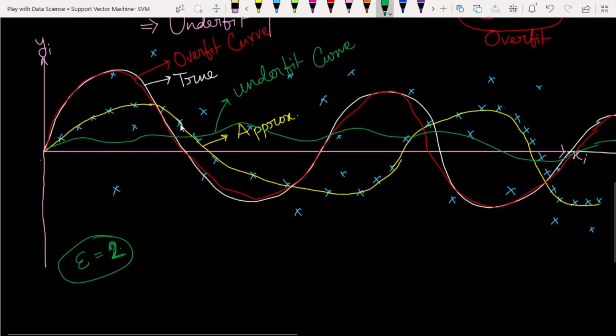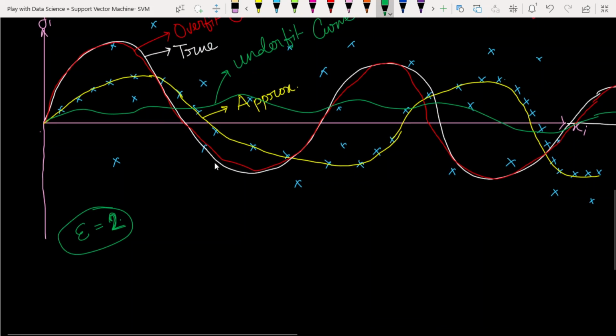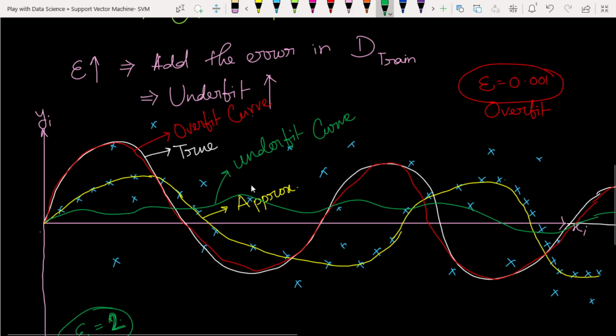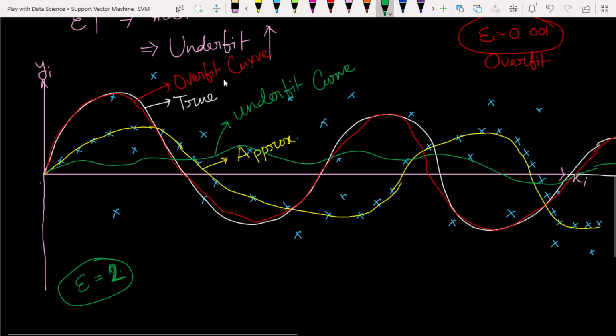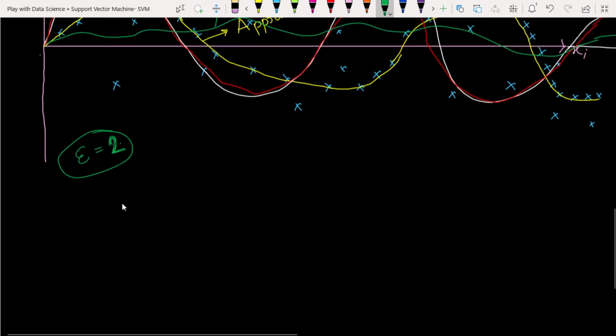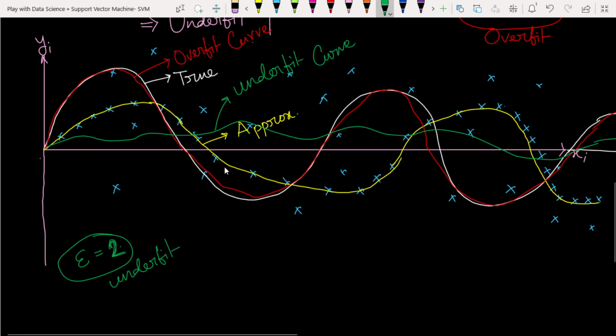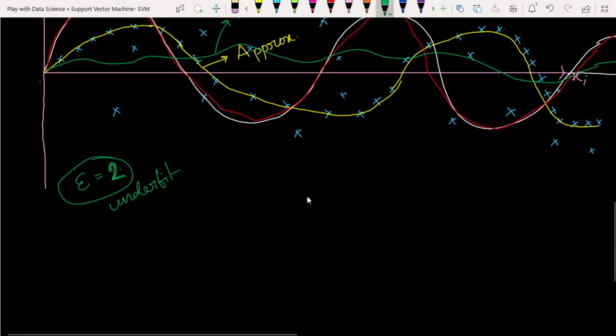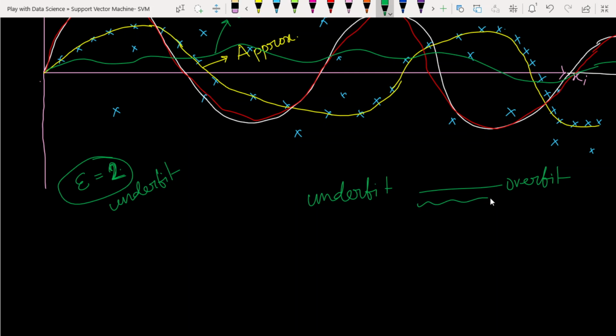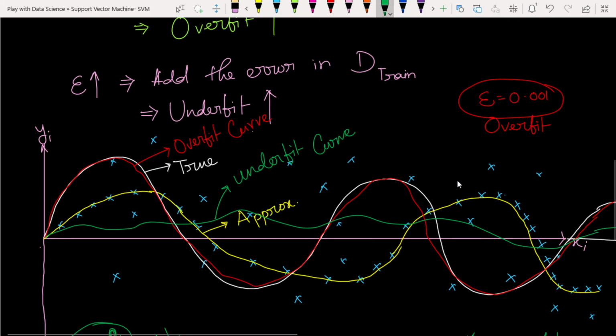So we see that we have to handle both situations, for lower values of epsilon as well as for higher values of epsilon. An overfit model is not good, and an underfit model is also not good. So we have to maintain a balance between them. We have to choose a value between underfit and overfit. This is the job of our hyperparameter tuning. We have to choose the value between them that fulfills our requirement.